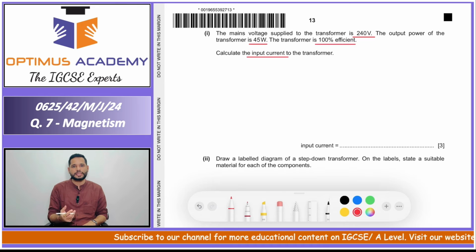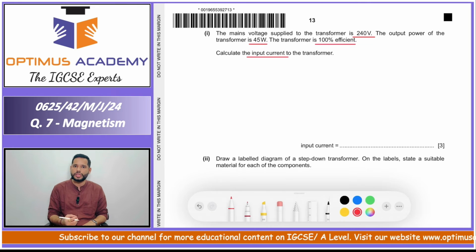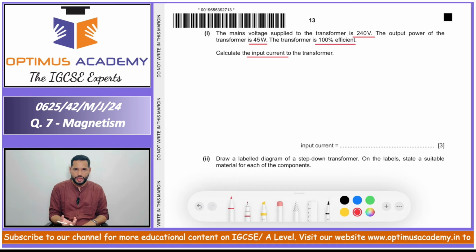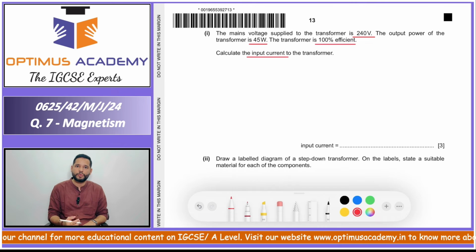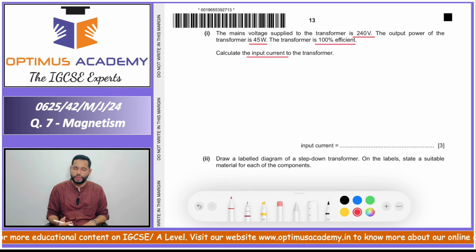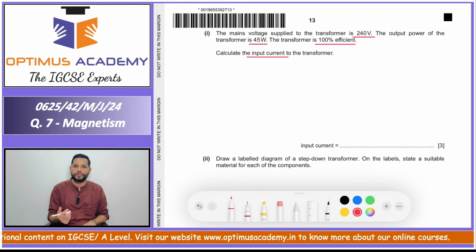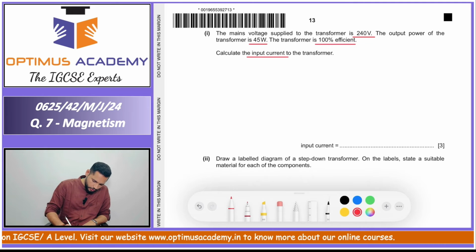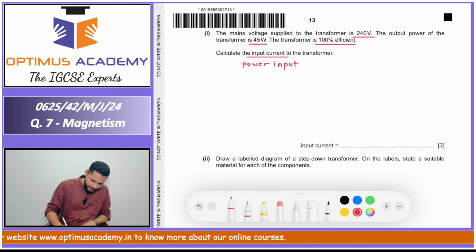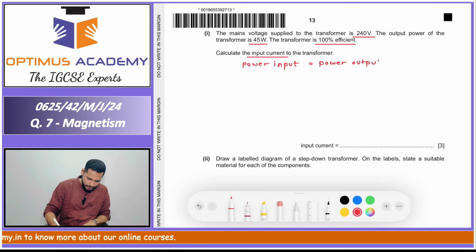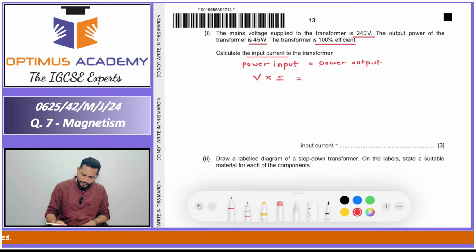Now, when the transformer is 100% efficient, we use an assumption that total power input is equal to total power output. Then only the transformer can be assumed to be 100% efficient. So, we can say power input is equal to power output. Now, what is power input? It is voltage input times current input, and the power output would be voltage output multiplied by current output.